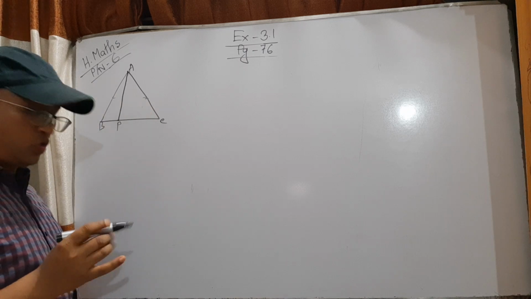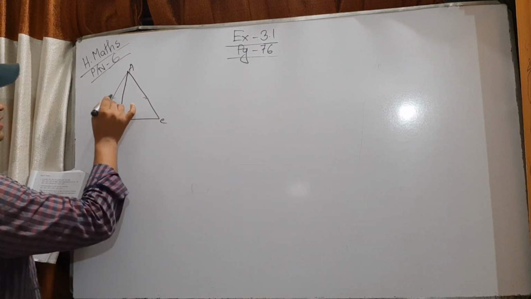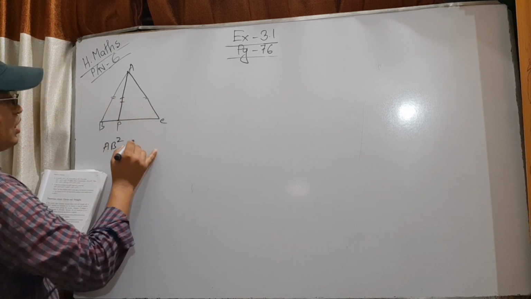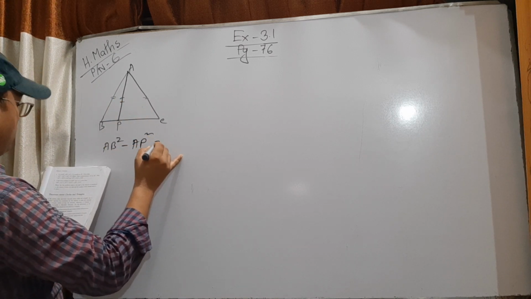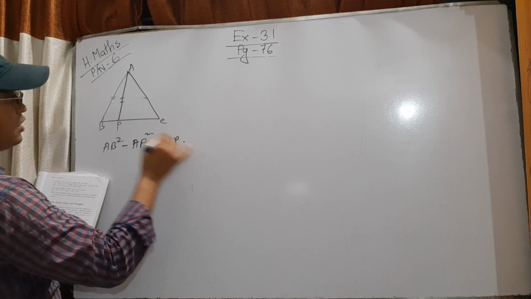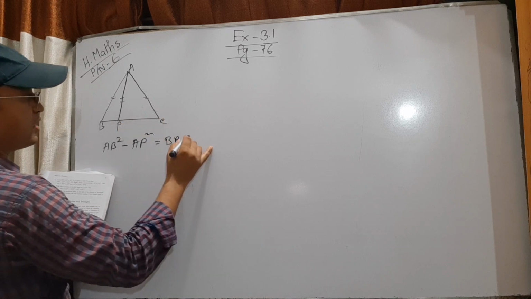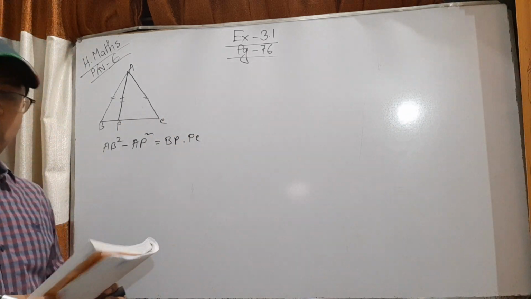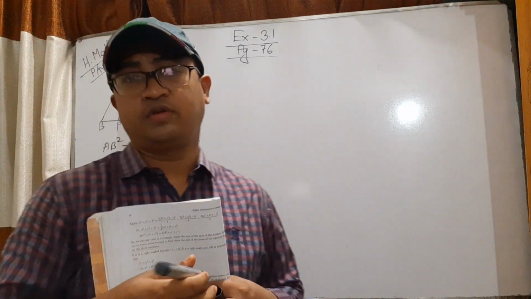What we will prove? We will prove that AB square minus AP square equal to BP, this portion BP, into PC, this portion, the remaining portion of the base PC. We will prove this. So let's start the proof.